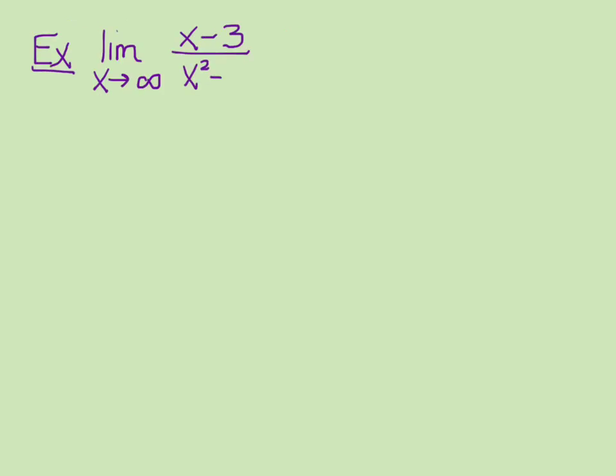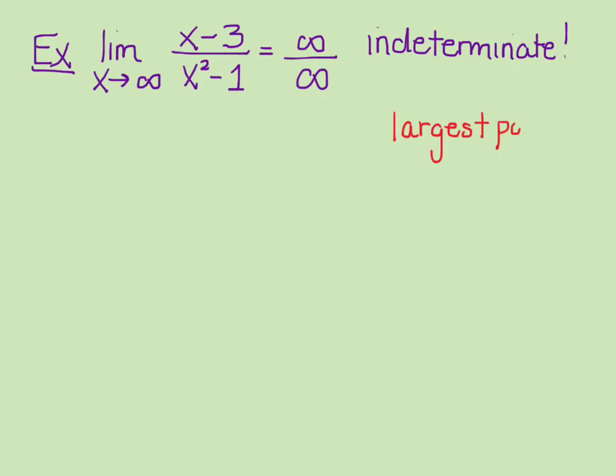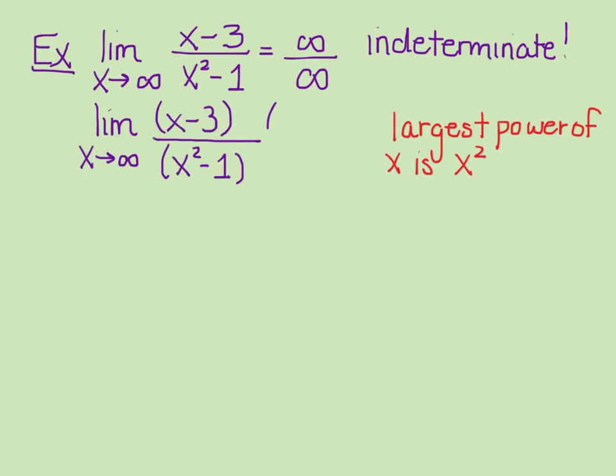We can look at another example of finding this largest power of x. Let's look at the limit as x goes to infinity of x minus 3 over x squared minus 1. Direct substitution again gives us infinity over infinity, which is an indeterminate form. So the largest power of x in this case is an x squared. So I'm going to divide the top and the bottom by x squared.